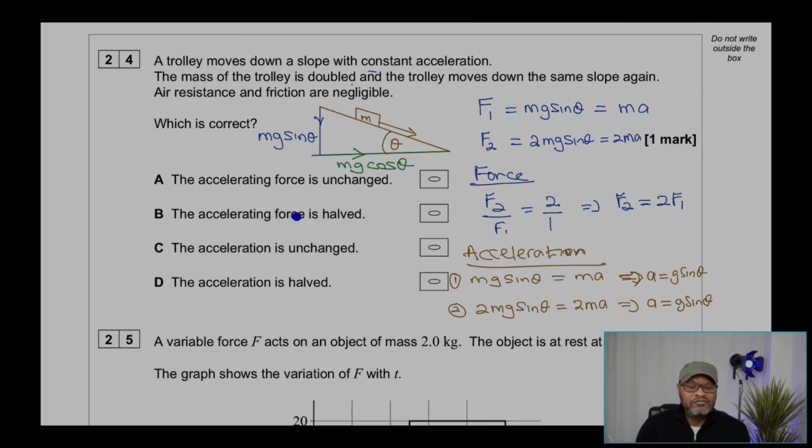The accelerating force is half. Well, it's not half, is it? It's doubled. The acceleration is unchanged. Well, that's true, because a is g sine theta in the first case, and a is g sine theta in the second case. So that's unchanged. The acceleration is half. That's not true, right? It's the same. So the answer will be C.